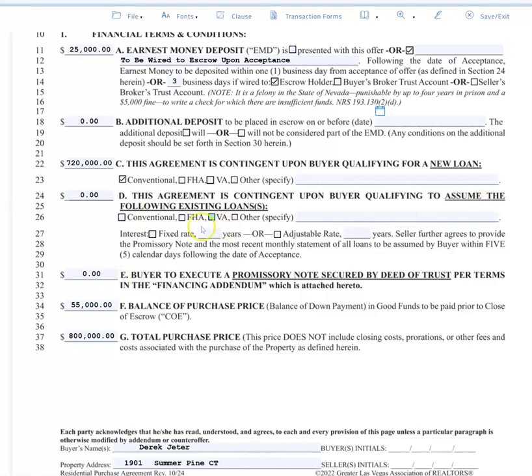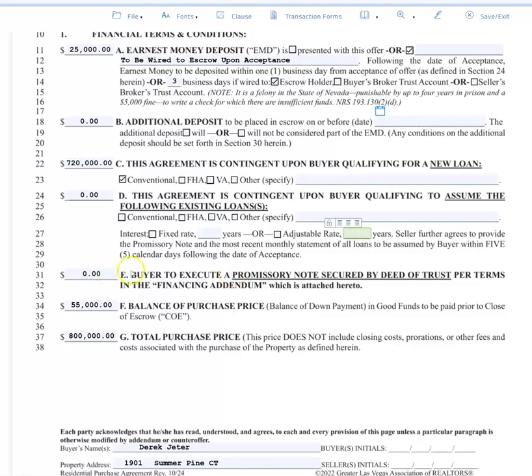If they were assuming a loan, you would fill in here what the interest rate is, what the term of it is, and all the other blank boxes that are here. Now, line 31, E, buyer to execute a promissory note secured by deed of trust per the terms in the financing addendum, which is attached herein. In my 16 years, I've done one of these.